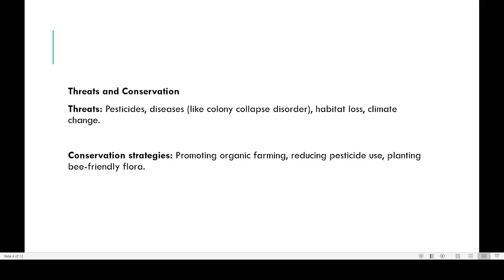Then protecting organic farming, reducing pesticide use, planting bee-friendly flora. That is, more plants with more flowers containing nectar, so that the honeybees will be getting nectar. If we do not have a lot of flowering plants, bees will not be getting the nectar. So that is bee-friendly flora. So these are some of the methods by which we will be able to conserve it.